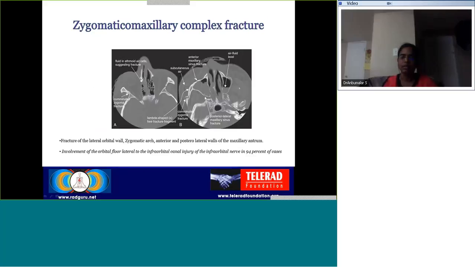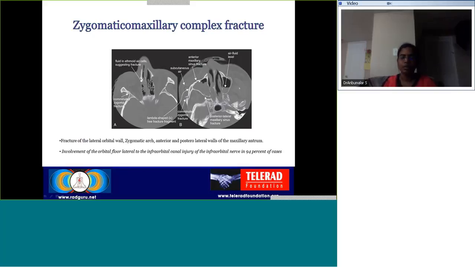Here is an example for that. The anterior wall of the maxilla, that is the zygomaticomaxillary suture disruption. The posterior wall of the maxillary sinus, there is a zygomaticosphenoid suture disruption, and the zygomatic arch fracture, that is the zygomaticotemporal suture disruption. And in the axial image, we can see the zygomaticofrontal suture disruption that is seen along the lateral wall of the orbit.